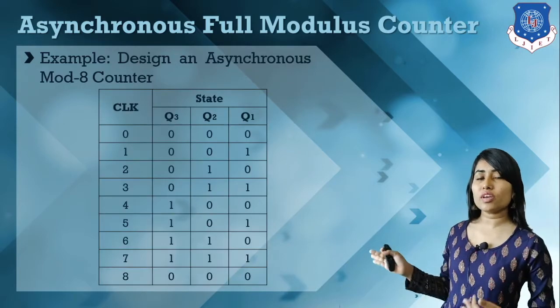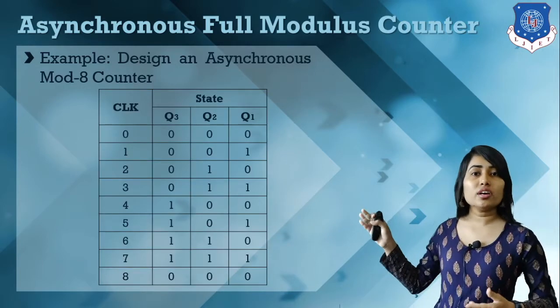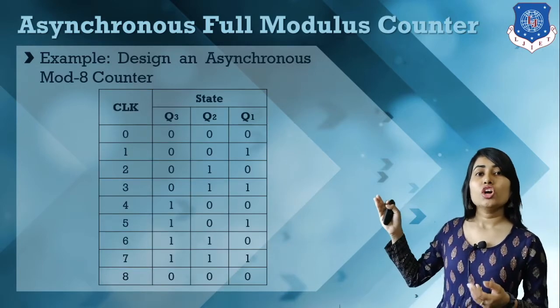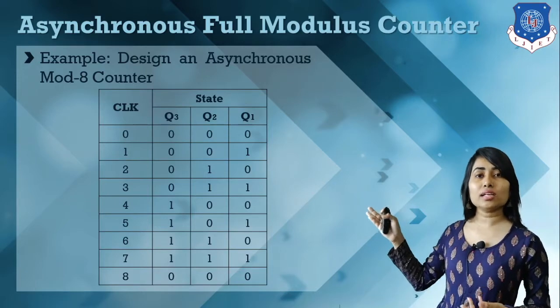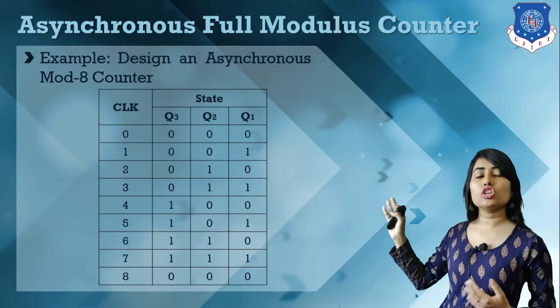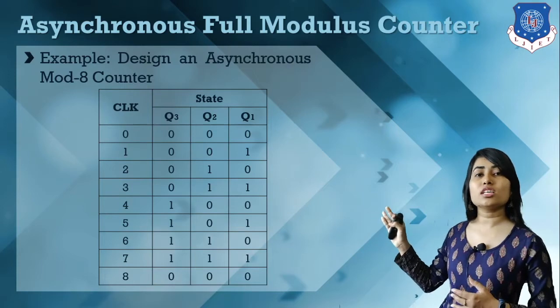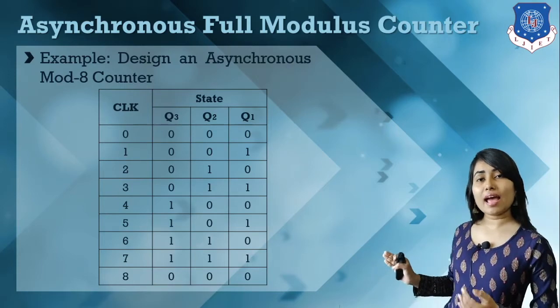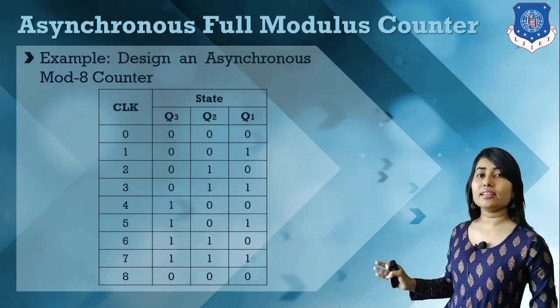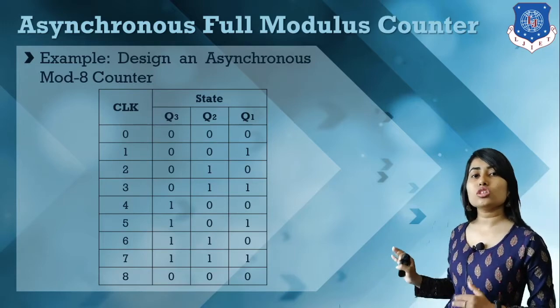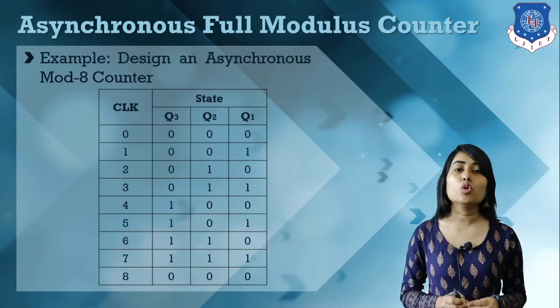Here we have this table. We have 3 flip-flops which are Q3, Q2, Q1, and it will count like this: 0 0 0, 0 0 1, 0 1 0, and up to 1 1 1, and then it will restart, and then we have the initial value that is 0 0 0. So this is the mode 8 counter.